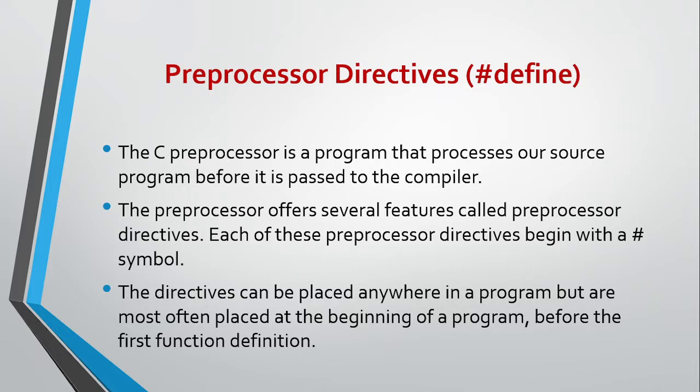The C preprocessor offers several features called preprocessor directives, and each of these preprocessor directives begins with a hash symbol. One more thing I want to tell you here: it must be the first non-blank character. A preprocessor directive should begin in the first column. So these two conditions must be met before defining your preprocessor directive. The directive can be placed anywhere in the program, but it is most often placed at the beginning of the program, before the first function definition.